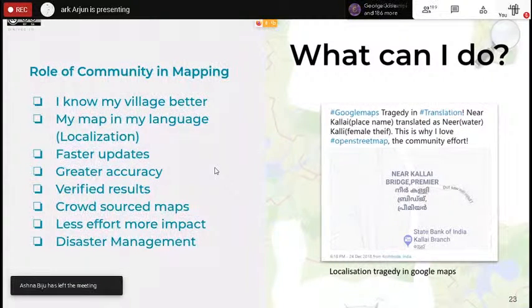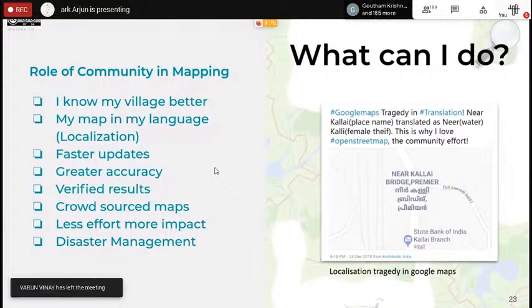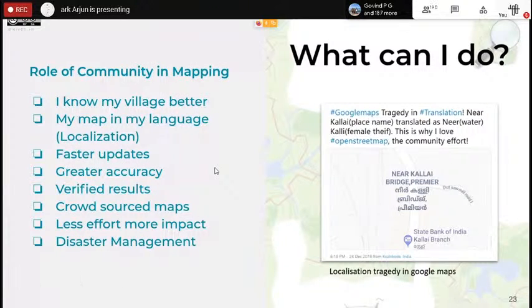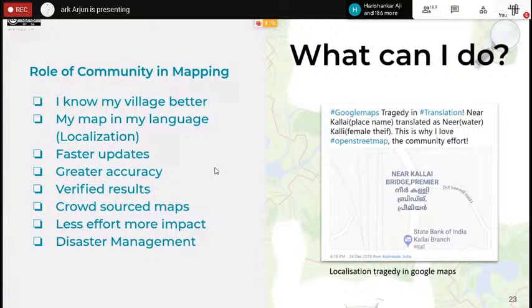And the updates, the changes in maps, take only a couple of two or three minutes to take effect in OSM once you add a new road, add or remove a feature, and so on. Take the case of Google. It takes months, or it may not even be reflected in the maps.